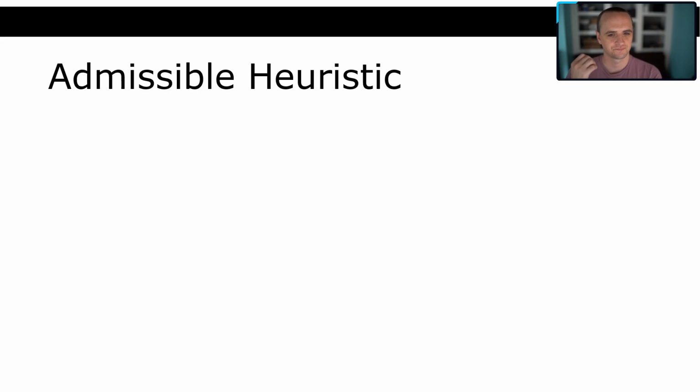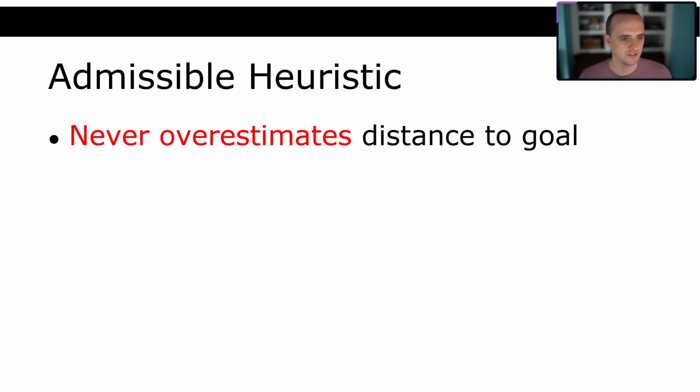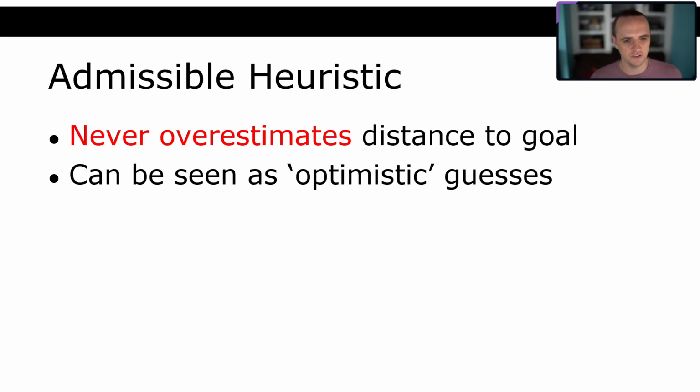Excuse me. All right. Let's put some properties on our heuristic function now. So let's introduce the concept of an admissible heuristic. An admissible heuristic never overestimates the distance to a goal. Okay. So if we have an admissible heuristic, and we know that it will always be less than or equal to the optimal path, then that is an admissible heuristic. And you can sort of see an admissible heuristic as like an optimistic guess, right? So the admissible heuristic is sort of like, here's what the distance would be if there were no obstacles, right?